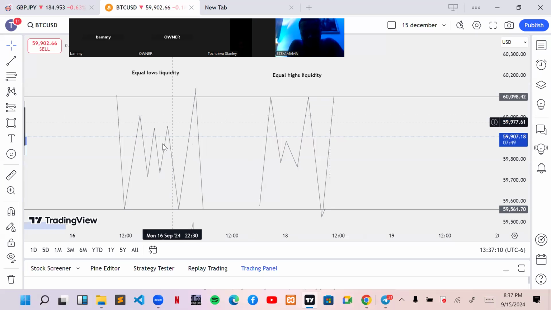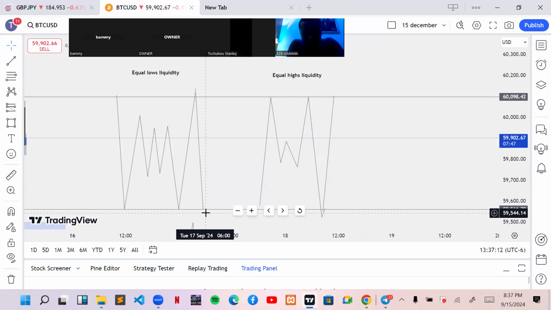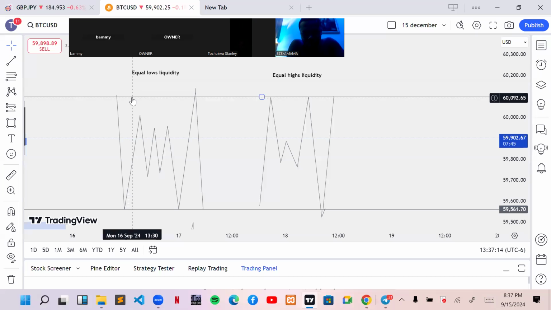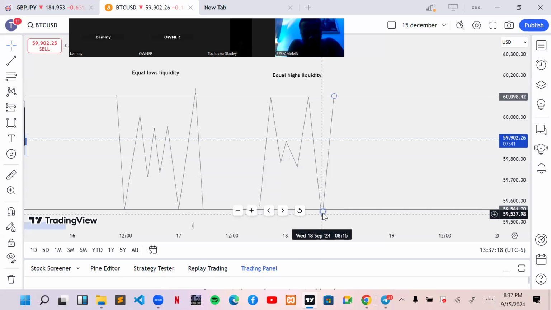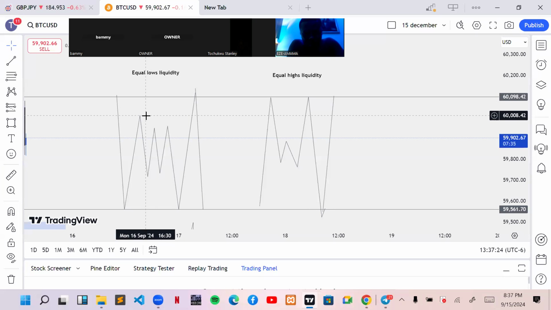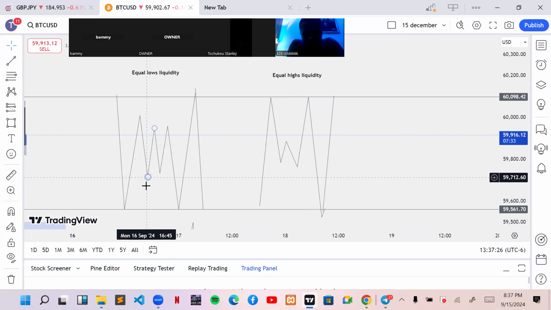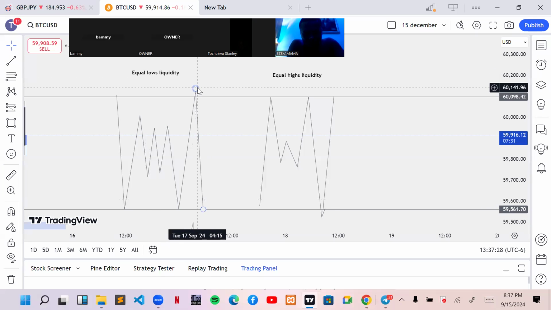If the market is approaching your entry for a buy and it made an equal high liquidity, if you take that entry for a buy, your take profit should target the equal high liquidity. If the market is approaching your entry for a sell and it made an equal lows liquidity, if you take your entry for the sell, your take profit should target the equal lows liquidity.